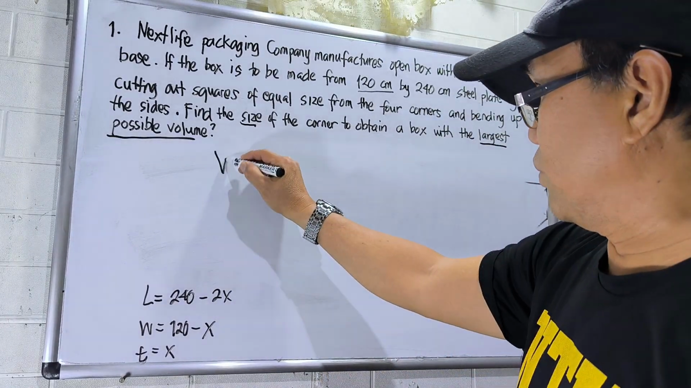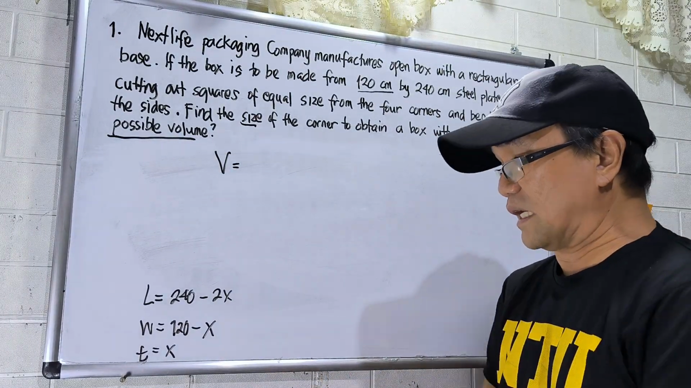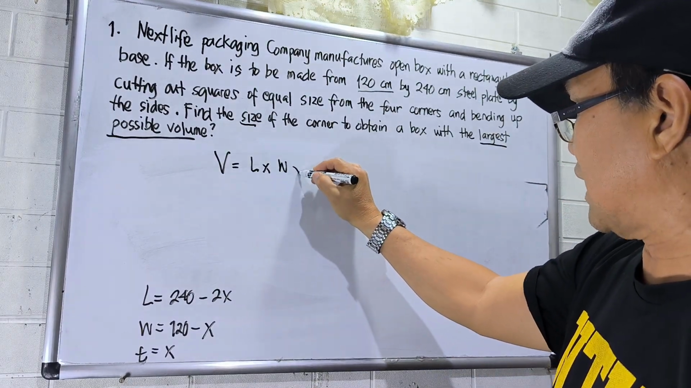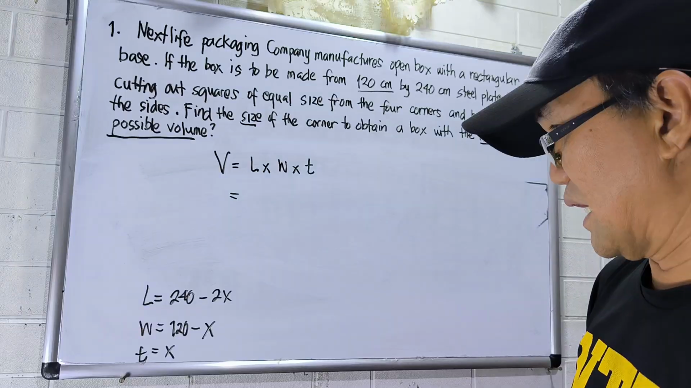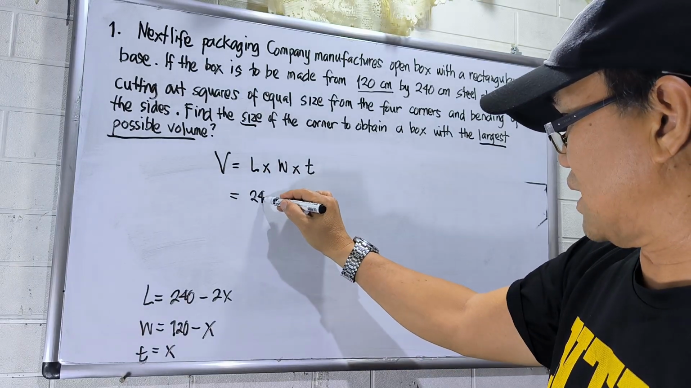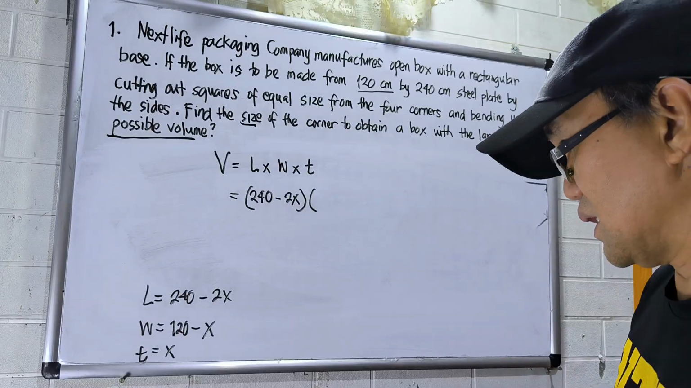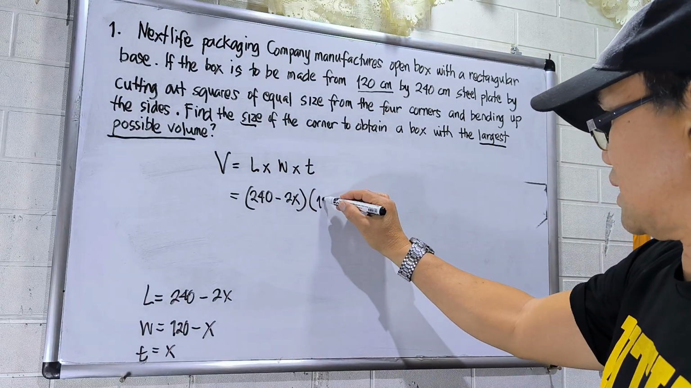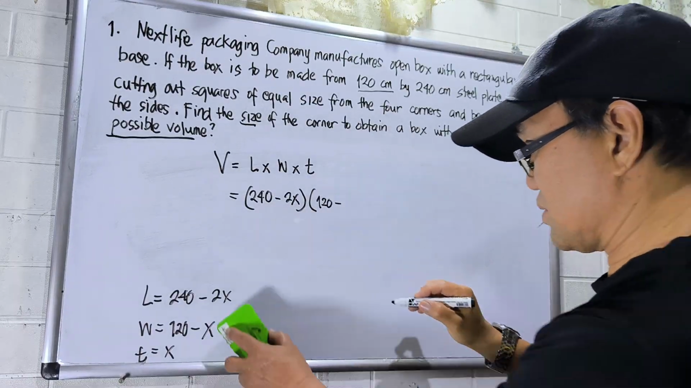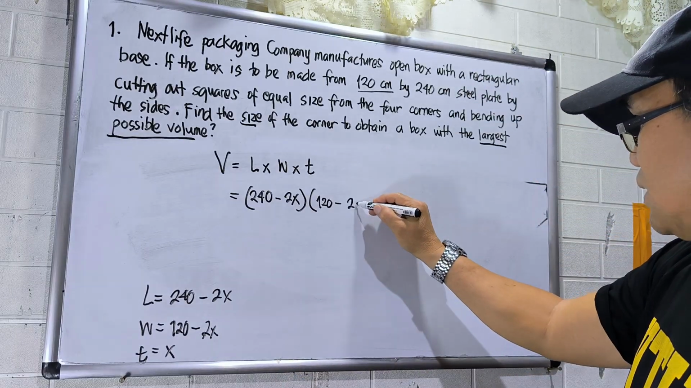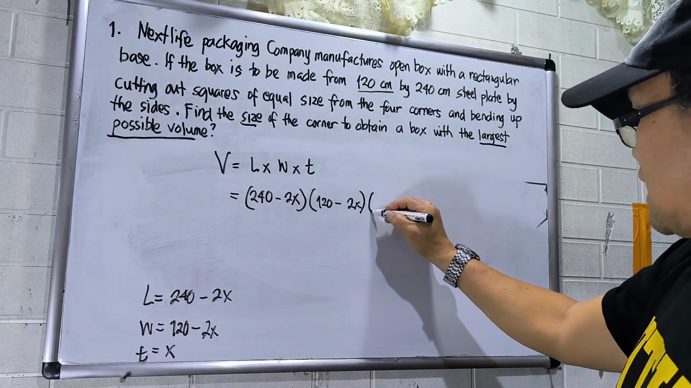So we have the volume. What's the formula for the volume of a rectangular box? This will be length times width times the thickness. So the length is 240 minus 2x, and the width is 120 minus 2x. Sorry, I forgot to write the 2x. And then the thickness is x.